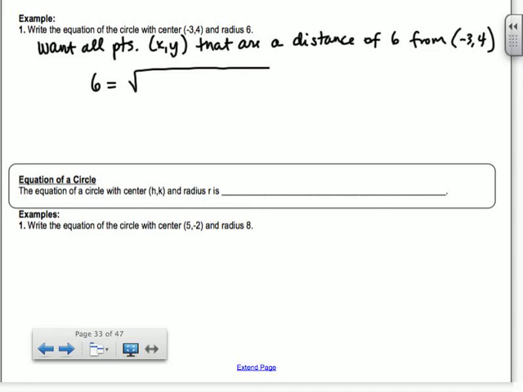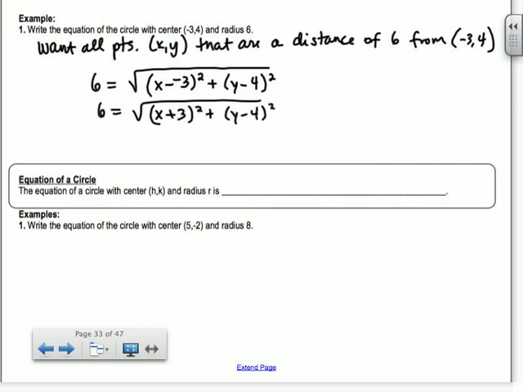So if I'm saying between x, y and negative 3, 4, I'm going to say x minus a negative 3 squared plus y minus 4 squared. So it's going to be x plus 3 squared. Notice how the sign is different than what we had before. For our center, we had negative 3, and now I have plus 3 because I did x minus that.